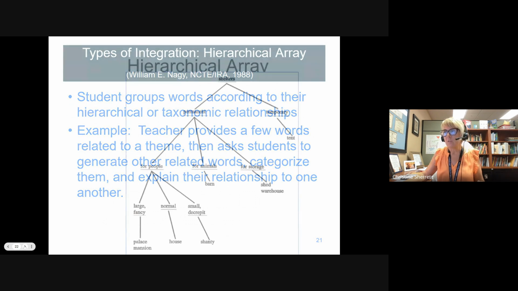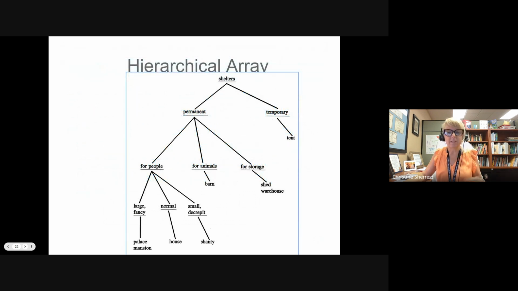Hierarchical arrays are another strategy. So we can see shelter. That's a common social studies term. Shelters can be permanent or temporary. A temporary shelter is a tent. A permanent shelter can be for people, for animals, or for storage. For people, they can be large, normal, small, and decrepit. And then we have examples of shelters.